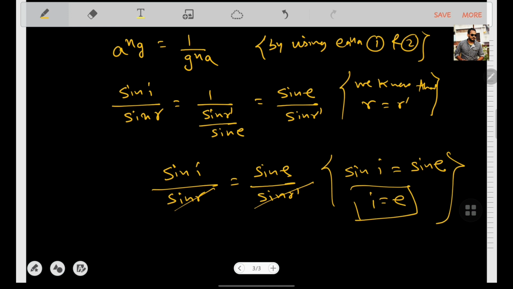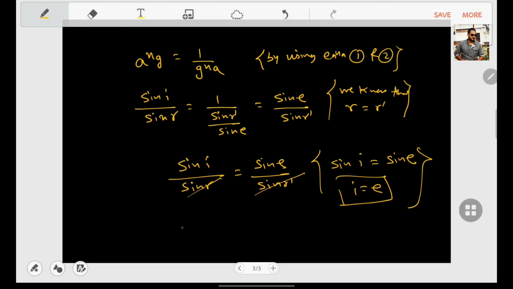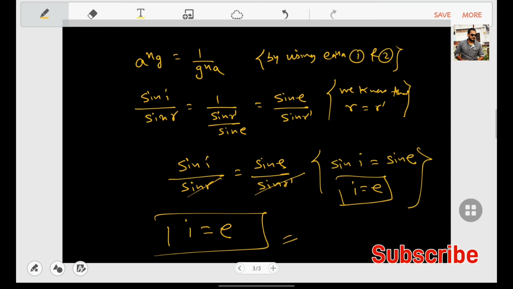So finally we have proved that the incident angle on boundary 1 is equal to the emergent angle on boundary 2. Hence we can also prove our assumption that the virtual line will be parallel to the real line after two refractions. The angles are equal and the lines are parallel to each other.